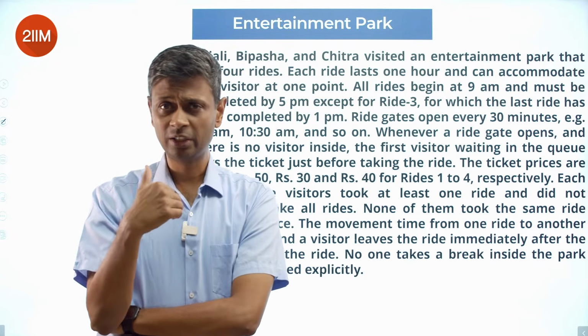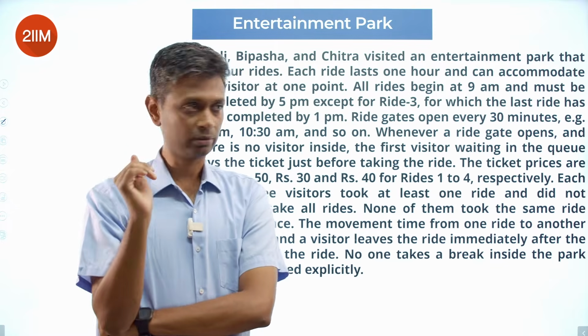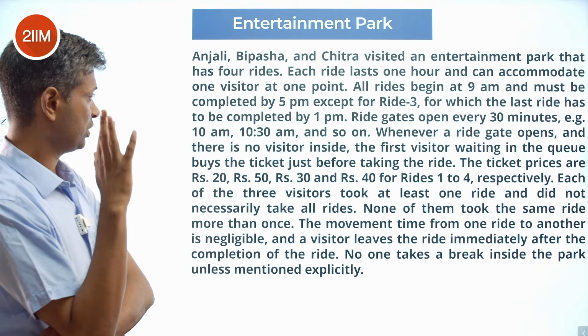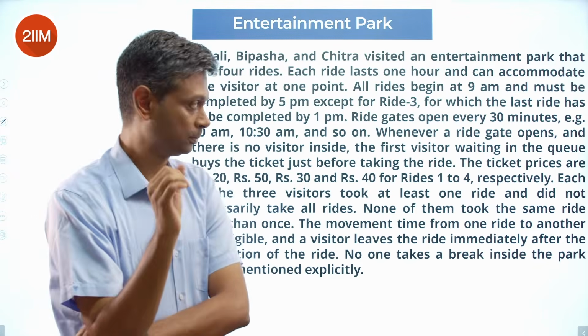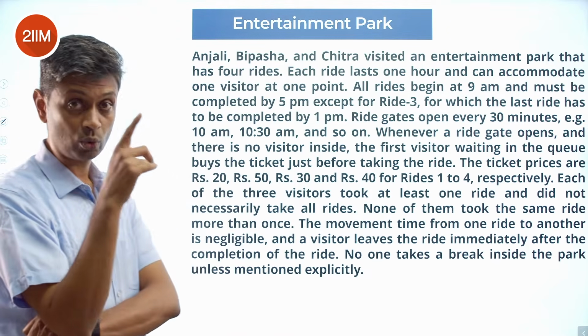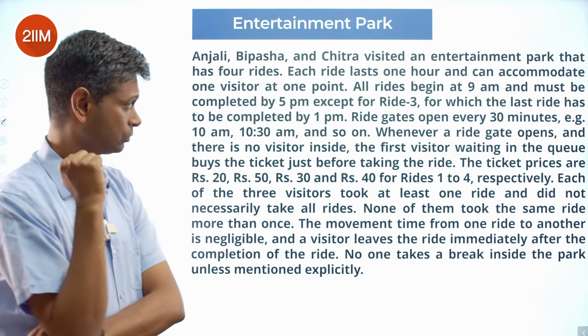If somebody is there, we wait. If nobody is there, we are first, we go. First come, first served at each gate. The first visitor waiting in the queue buys the ticket just before taking the ride. You buy the ticket and then you go in. The ticket prices are 20, 50, 30 and 40 for rides 1 to 4 respectively. 20, 50, 30 and 40.